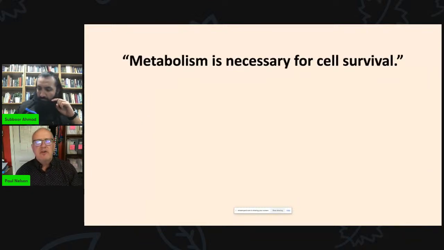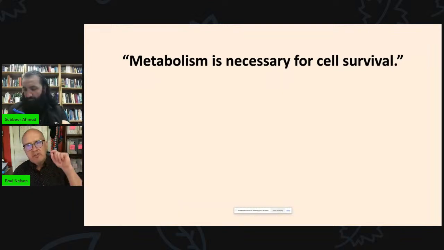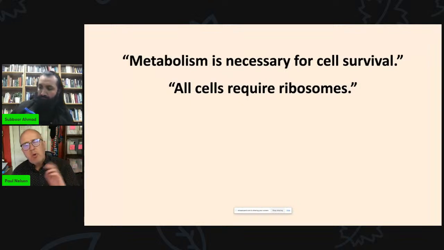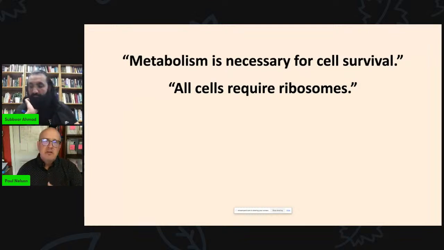Metabolism is necessary for cell survival. There's a strong prediction. Or let me put it this way: there's a strong piece of knowledge that comes from, let's say, cell biology or organismal biology. It doesn't rest on evolutionary theory. We learned it more or less independently of evolutionary theory. All cells require ribosomes. We learned that from cell biology and from the details of molecular genetics and so forth, right? These machines need to be able to take nucleic acid and turn it into protein.